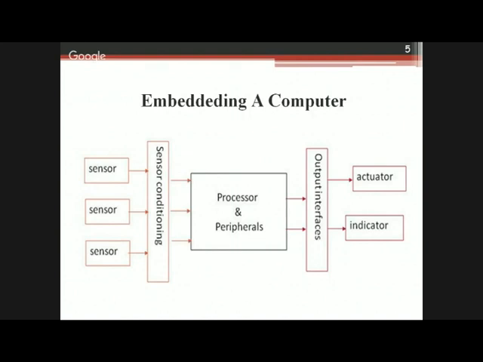And after that, I have to convert them into digital form. That's where the analog to digital converters come into the picture. There are a variety of analog to digital converters, depending upon what kind of application you are dealing with. It might be a ramp type, it might be a dual slope integrator type. So it's entirely application specific.